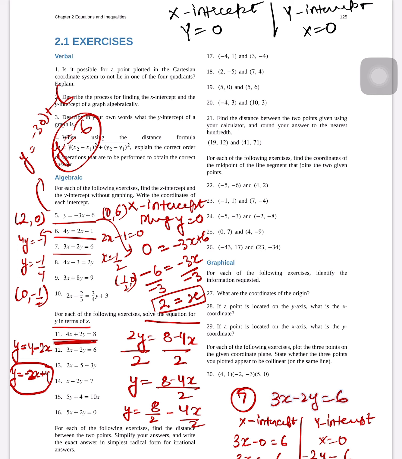I hope you understand this. You have to make y alone, correct? If you solve for y, you have to make y alone, okay? So you can also do the same thing in question number 12. So we have to solve for y. So subtract 3x from each side, which gives you minus 2y is equal to 6 minus 3x. And then you can divide by negative 2 on each side.